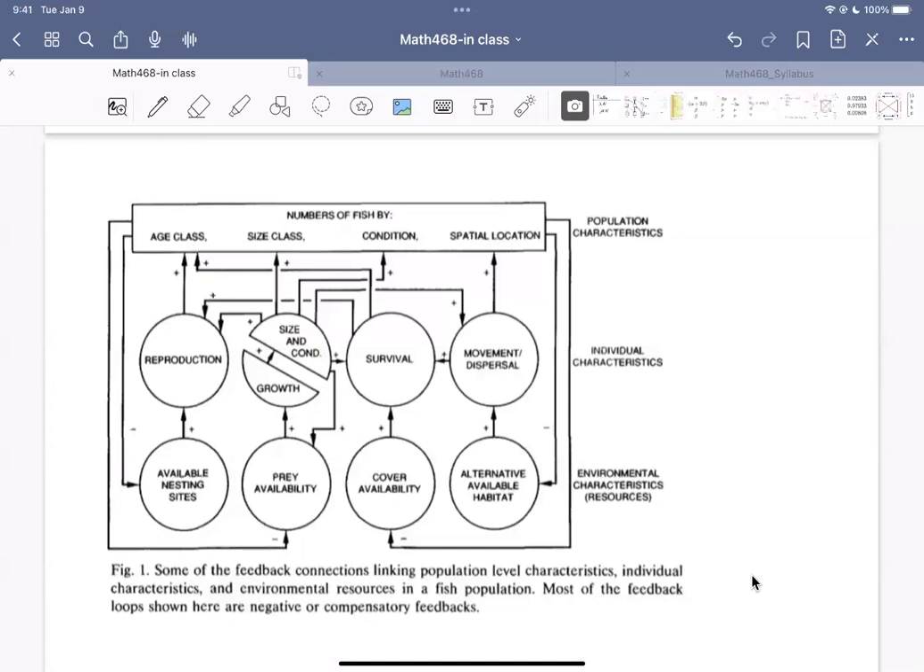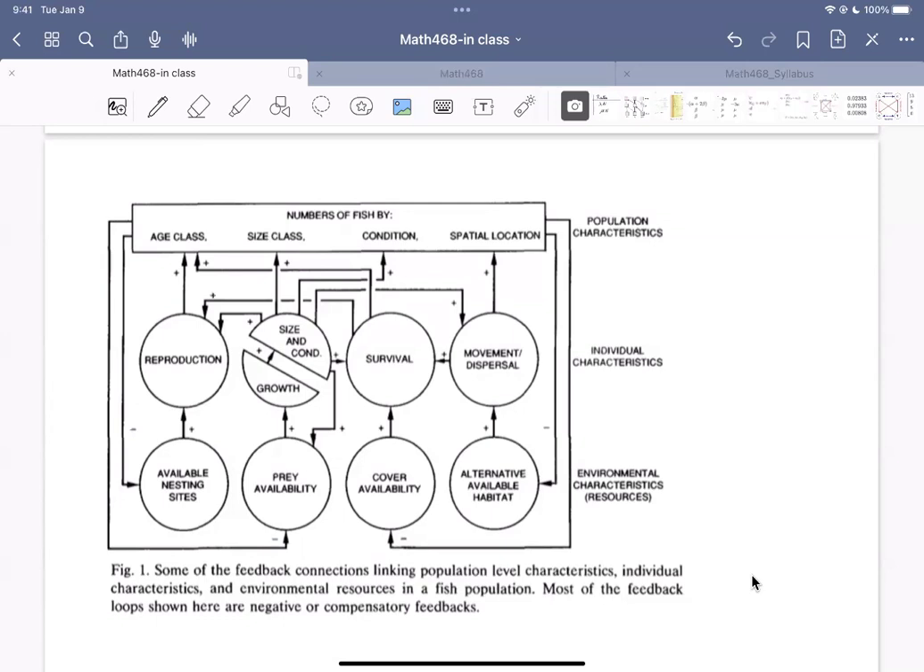There's a ton of different things in here, and this is a common individual-based simulation for biologists. Just to read through some of these, the smallmouth bass population depends on prey availability and the ability to reproduce, which is positively related to the number of available nesting sites.